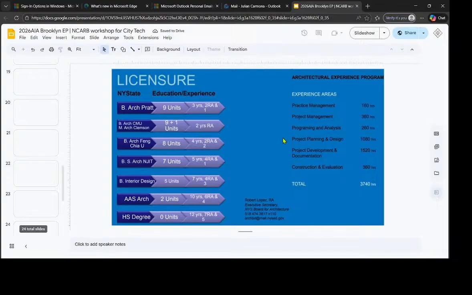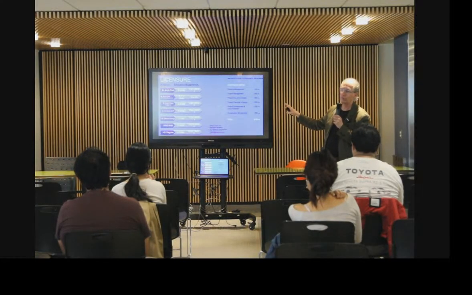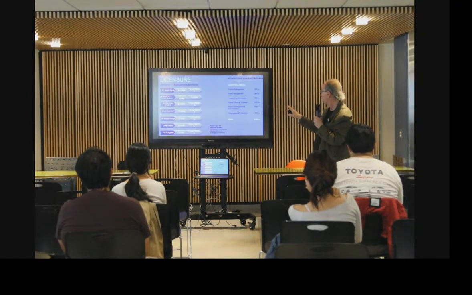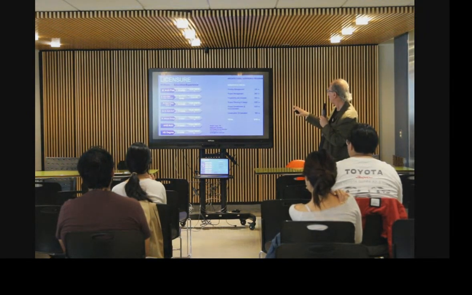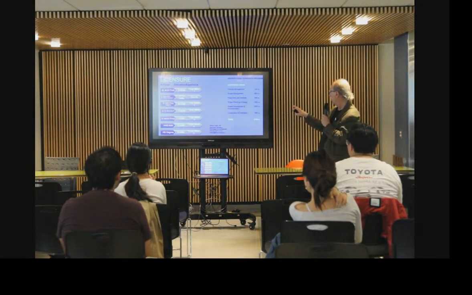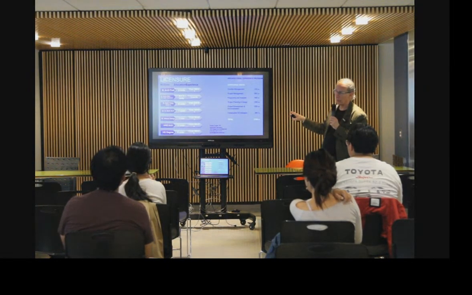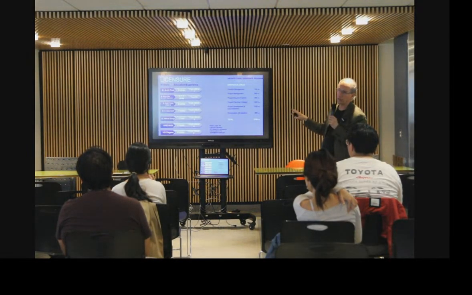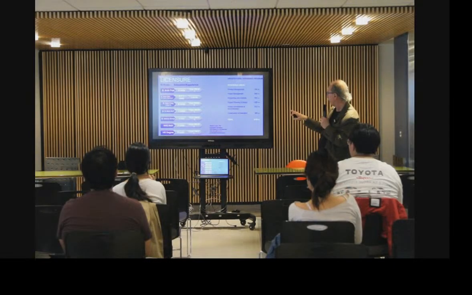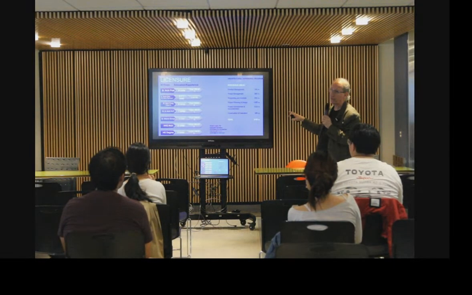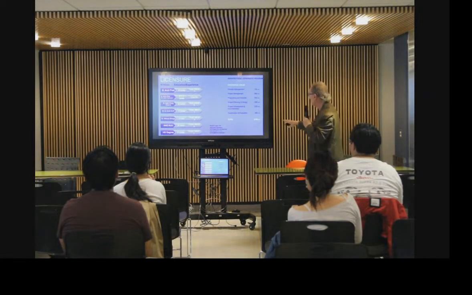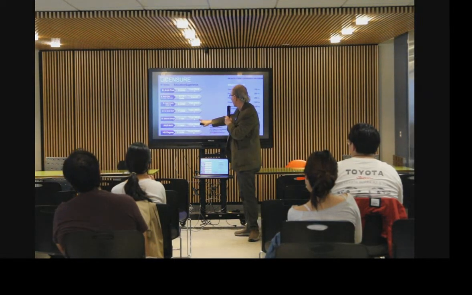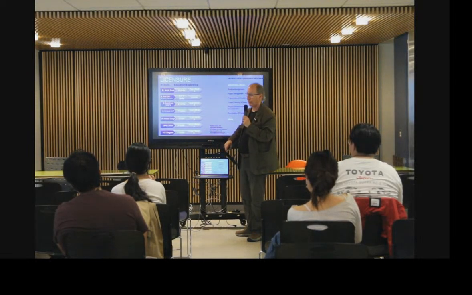These are New York State's requirements. If you have a B-Arch from a foreign university that the state recognizes, you get 8 credits, and then they require you to work for 4 years, 2 of which have to be with a licensed architect. If you have a bachelor in science, that will get you 7 units. Then you'll have to work for 5 years, 4 with a licensed architect. If you have a degree in interior design, that'll get you 5 units, of which 4 have to be with the licensed architect.